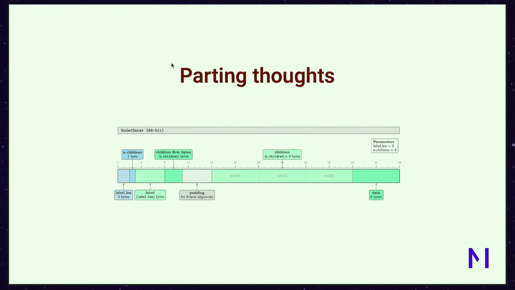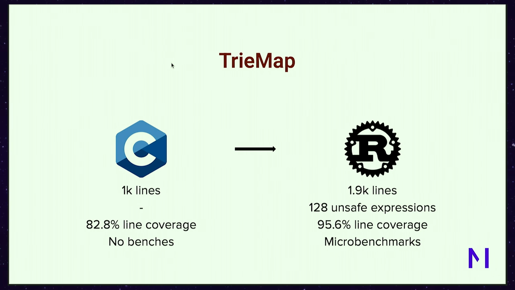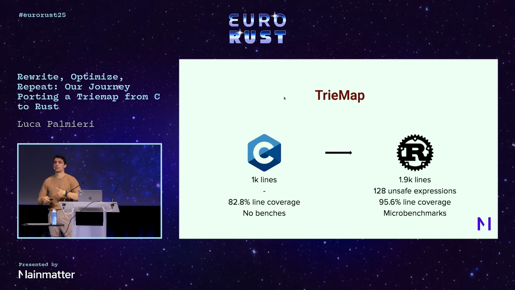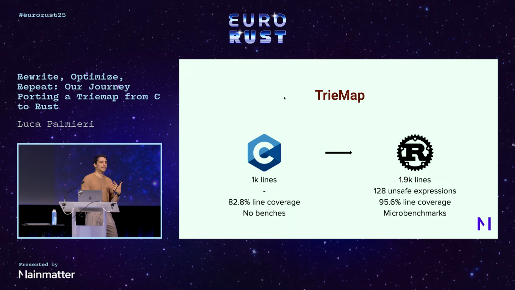A few parting thoughts just to recap what we discussed. We started from a C version, which was 1,000 lines of code. In all those 1,000 lines, the entire thing was unsafe, so you could have memory unsafety in any part of the original implementation. It had some tests, but no micro benchmarks. We converted that into a Rust version, which is a lot more verbose, almost twice as much code. But the unsafe has been confined to 1/10 of the size of the original C implementation. 128 lines to audit against 1,000.